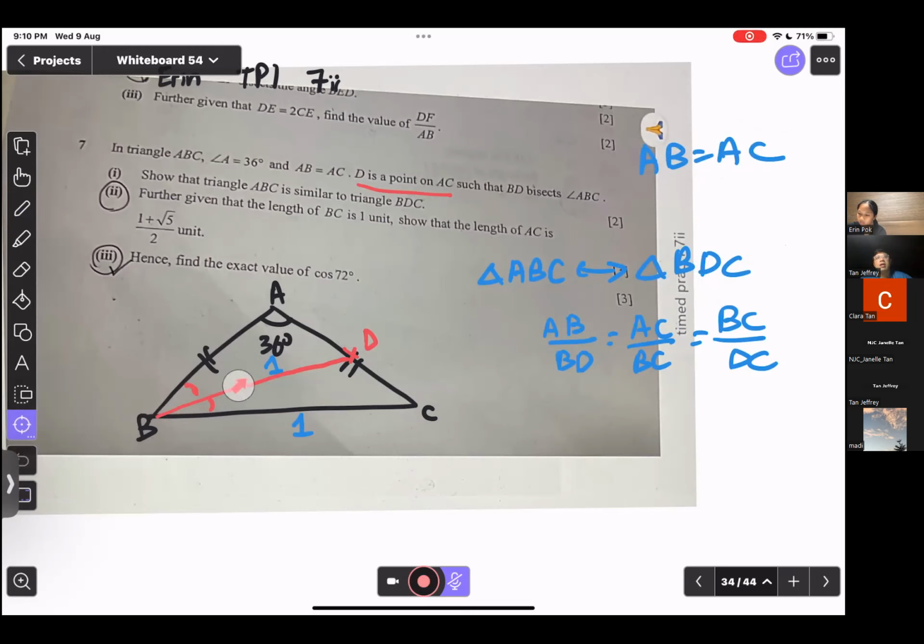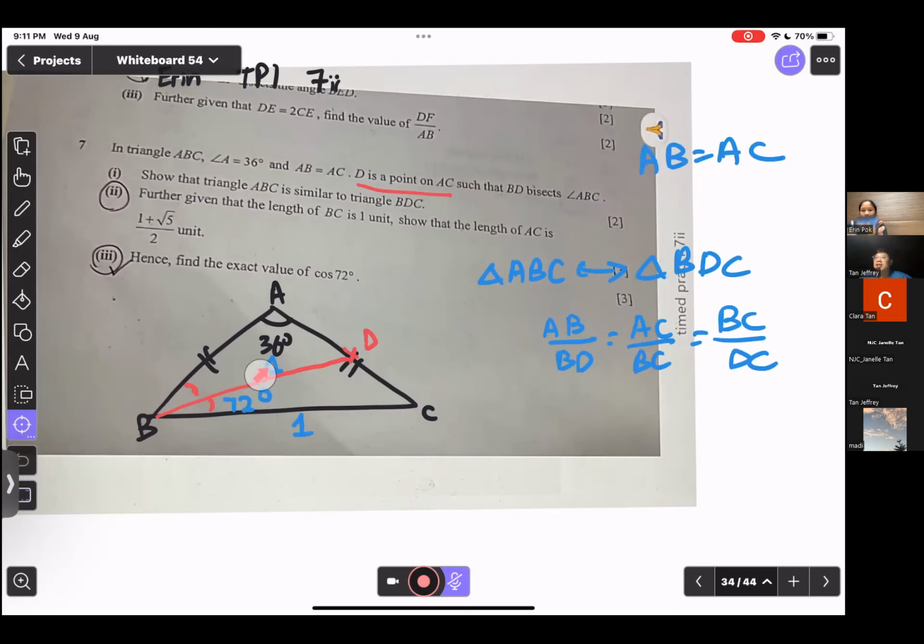Okay, then after that, I know this is 36 degrees. This would be 180 minus 36 is 144. 144 divided by 2, this is 72. This will be 72 degrees. Is that okay?